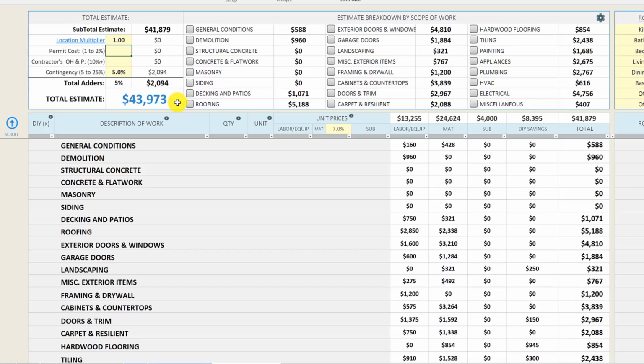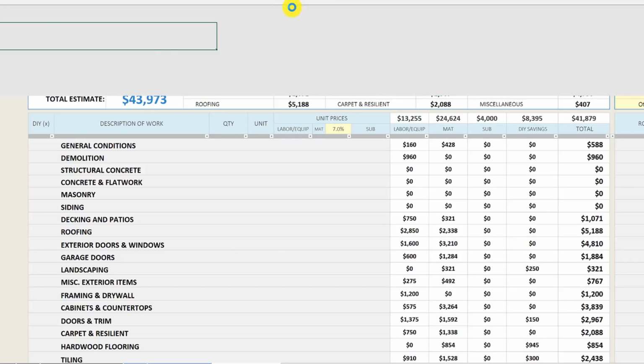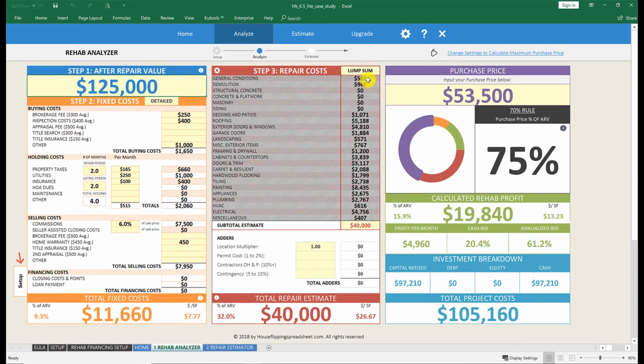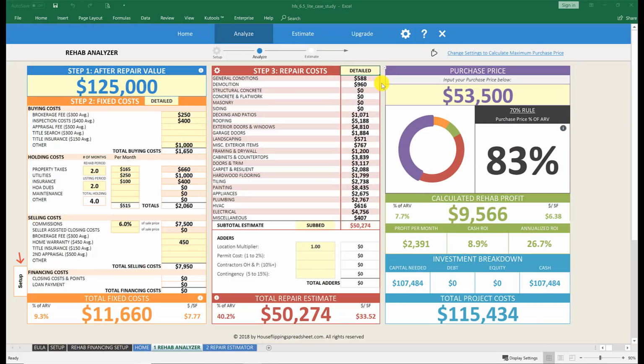So you can see our budget now is $43,000 for the repairs. So I think in our initial estimate we included $40,000. So let's change this back to detailed. So you can see once we change it back to detailed, it should adjust our budget and use the detailed items that we have from the repair estimator. So you'll notice that it says 50,274. Well, that's not correct because that is our subbed budget.